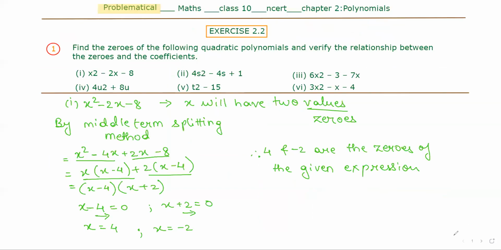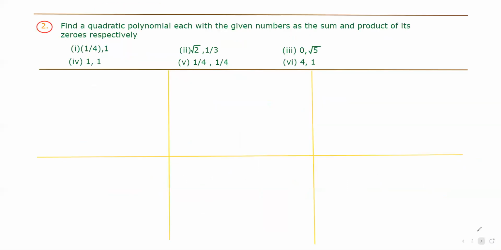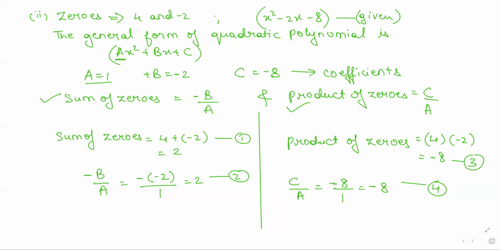Next question. Second part of the first question. You have to do the same process for all the values. So, let's see. Find the zeros of the following quadratic polynomial and verify the relationship between zeros and coefficients for the second expression, 4s squared minus 4s plus 1. This is the given polynomial or quadratic polynomial.